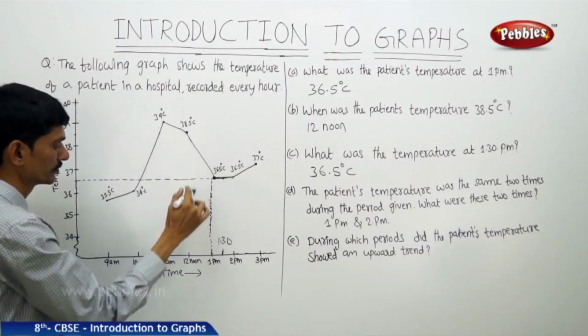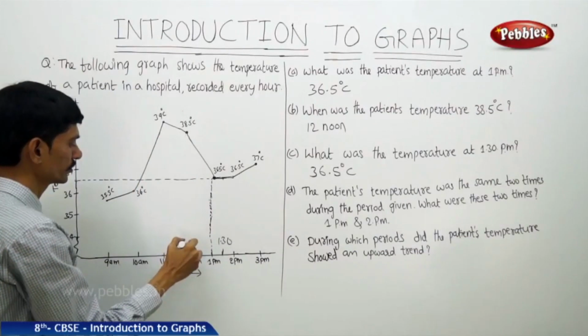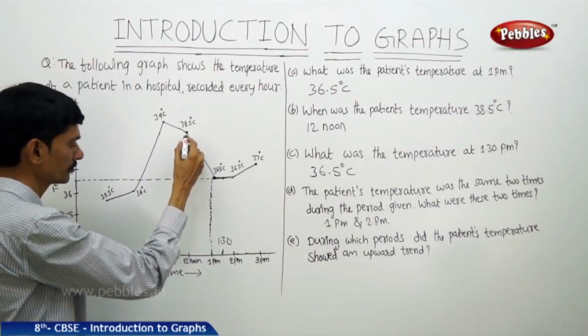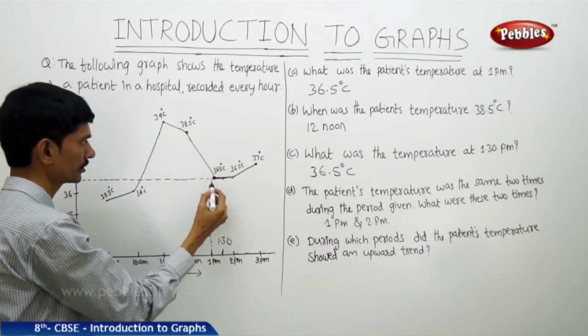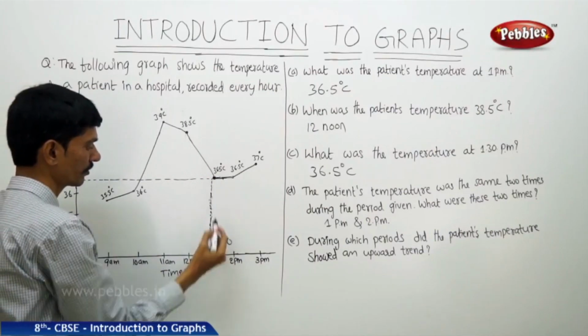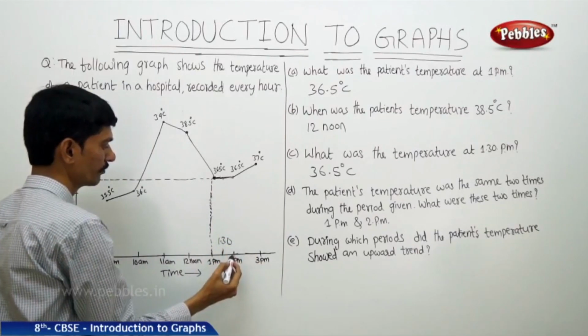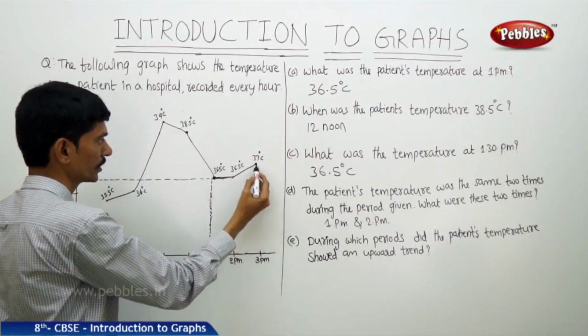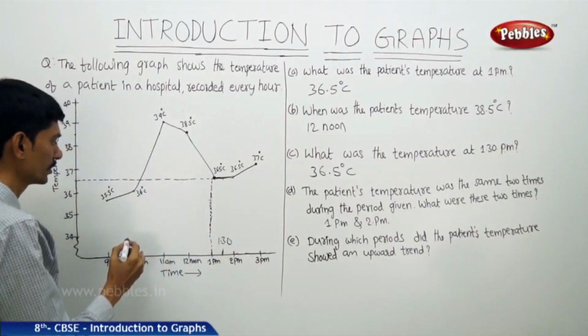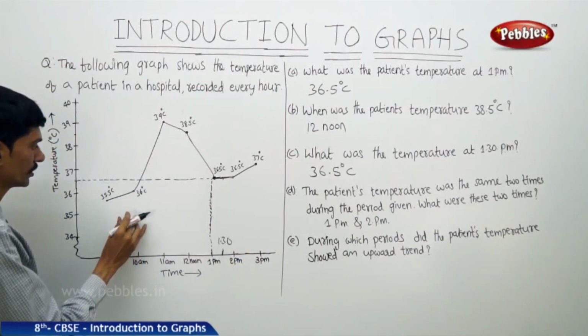So from 11 a.m. to 12 noon, and again from 12 noon to 1 p.m. also the temperature decreases, and from 1 p.m. to 2 p.m. the temperature is same, and again from 2 p.m. to 3 p.m. the temperature increases. So there are 3 time intervals where the temperature increases.